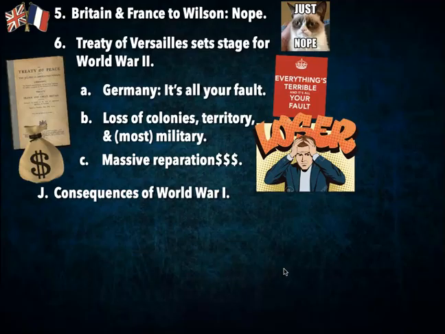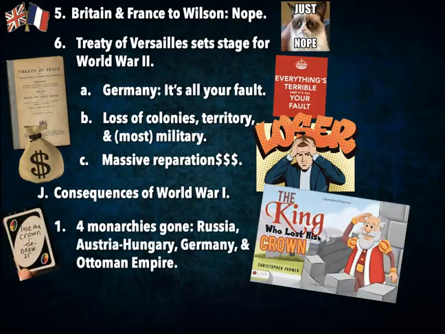Okay, and that will get us to the consequences of World War I. And we're going to look at it this way. We have 4 monarchies that are in existence in 1914, and by 1918 are basically gone.